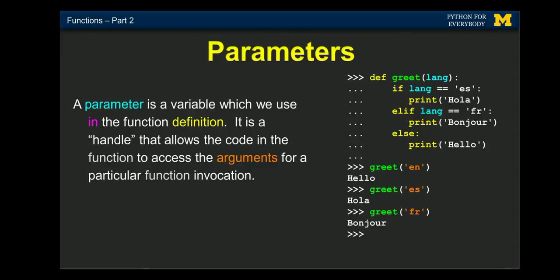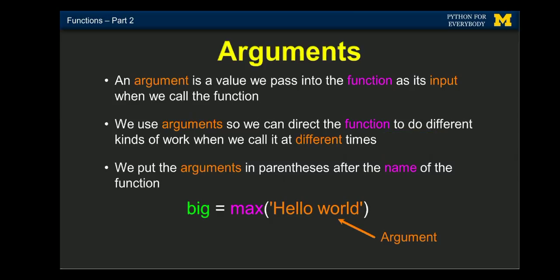Parameters. A parameter is a variable which we use in the function definition. It is a handle that allows the code in the function to access the arguments for a particular function invocation. As you can see, the color of the parameter and the variable color in this function. So a parameter is a variable that we are going to use in the function, and we define that in the function. So make sure to get the proper definitions of argument and parameters.